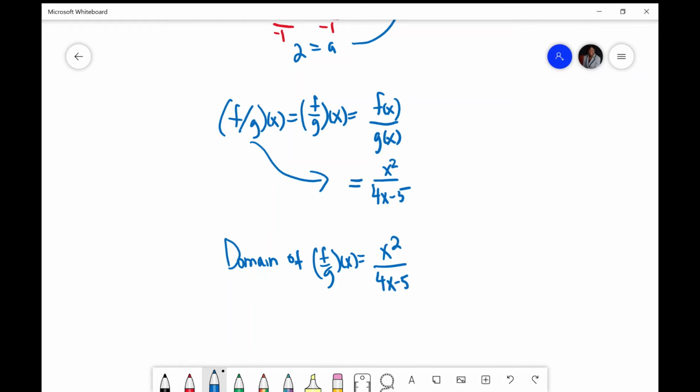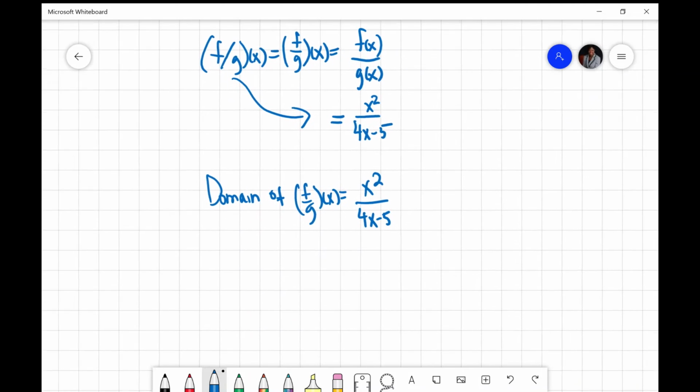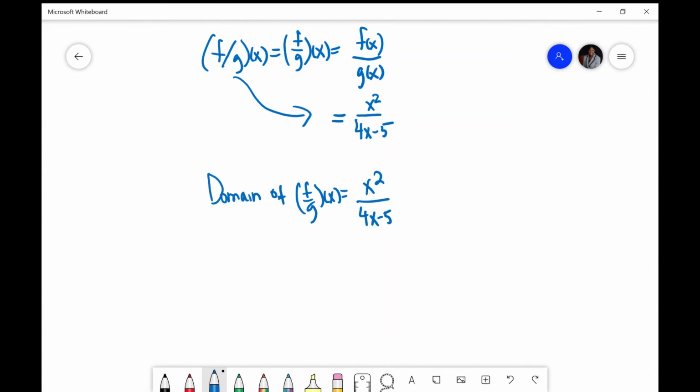Notice that this is a denominator, so we know that we don't want x to equal something that will cause our denominator to actually end up equaling 0. So that's why we set the denominator to 0, or you can say we do not want this denominator to equal 0, and solve for x to figure out what x value will make it 0.